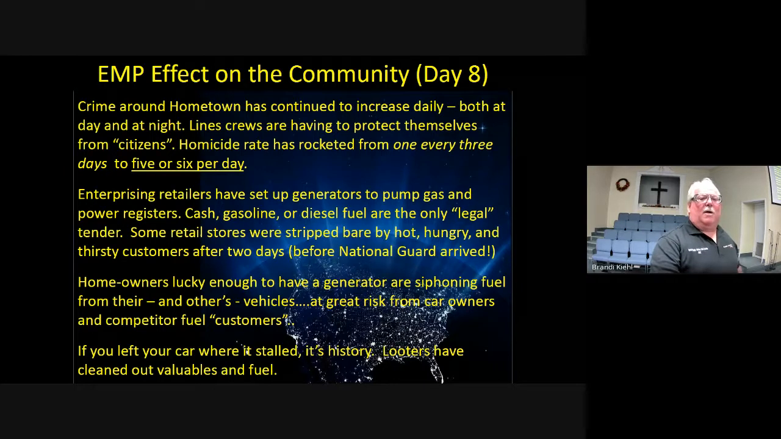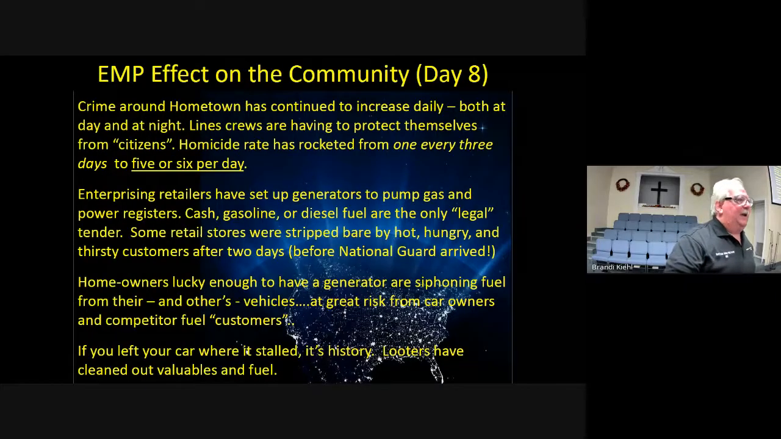Okay, the crime around town is going to increase. The enterprising retailers will probably have generators at their stores so they can sell gas. What are they going to sell it for? I bet a lot of people are going to be trading for gasoline. Gasoline and cash are going to be well thought of. If you left your car where it's stalled, somebody's probably going to have removed the gasoline from it at the very least.